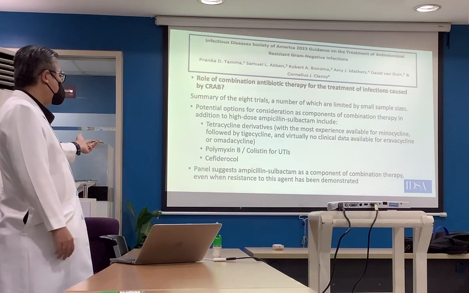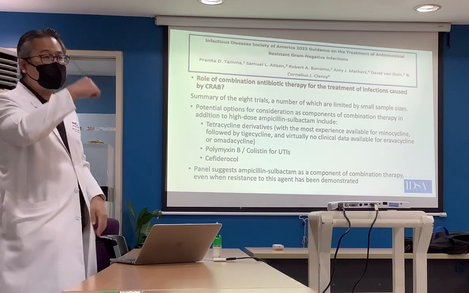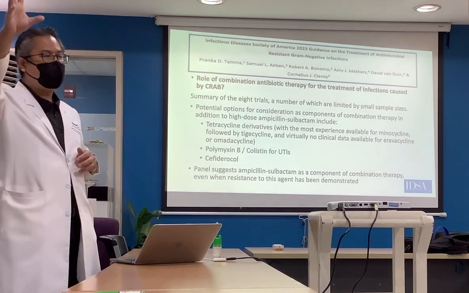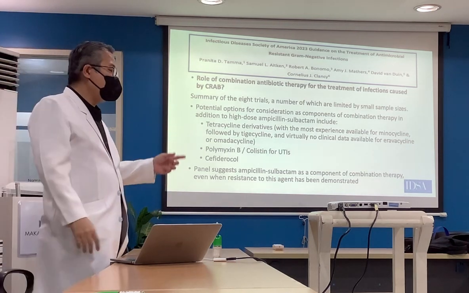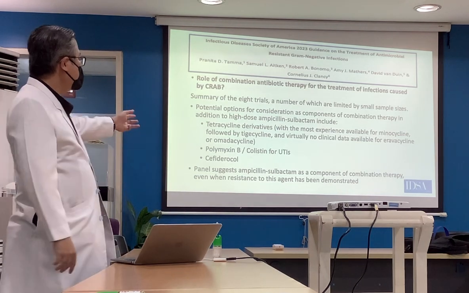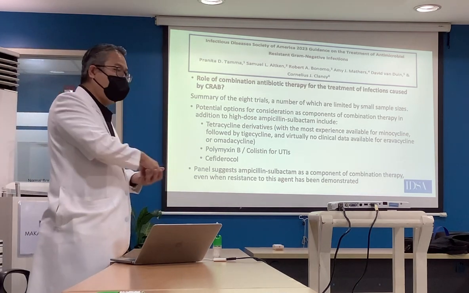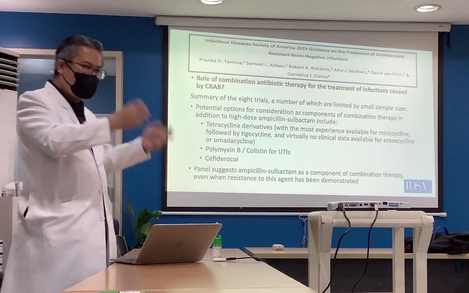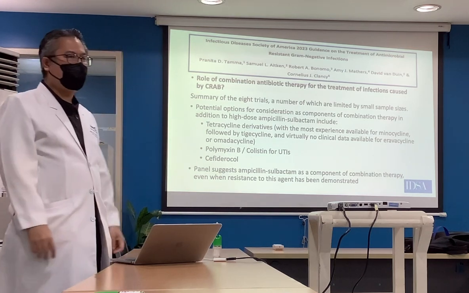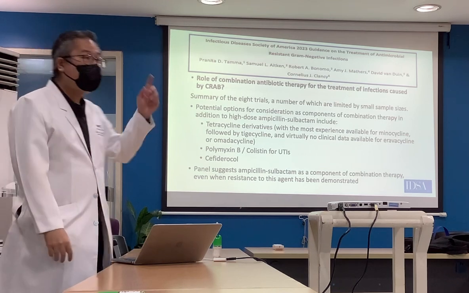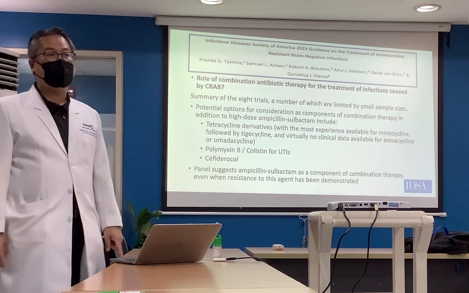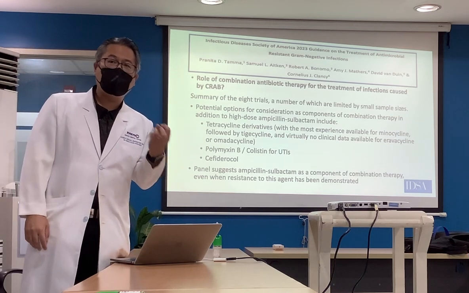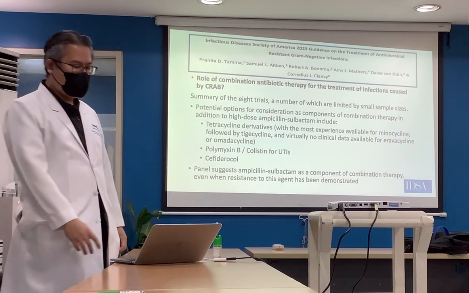We don't have cefiderocol. And because of that study wherein there was a big percentage of clinical improvement compared to the monotherapy with sulbactam and colistin, the panel suggests that sulbactam or ampicillin-sulbactam, which is what we have, should be the component also of the combination therapy, even when there is resistance to sulbactam. So parang siya na yung naging backbone ng combination therapy for CRAB.